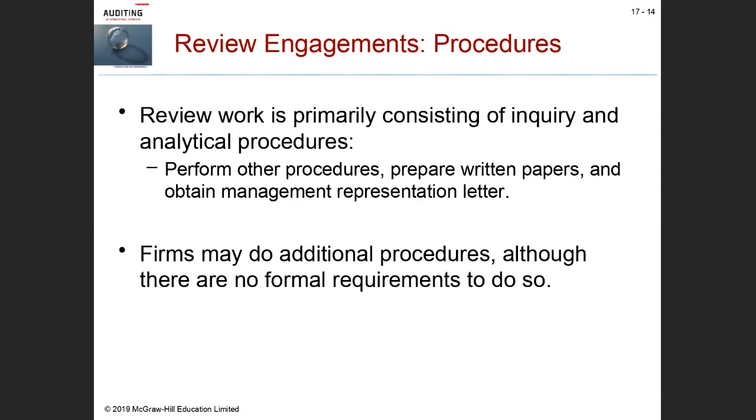But when you come back to the report, you're stating nothing's come to our attention, but if something has come to your attention, you can't say that. You have to actually do more work to satisfy yourself that a problem does not exist.